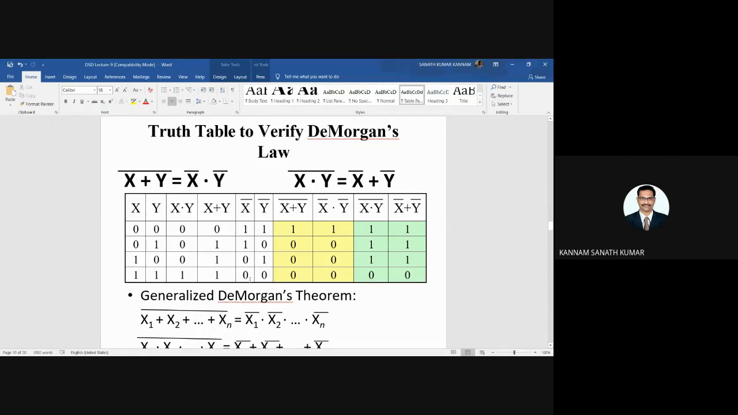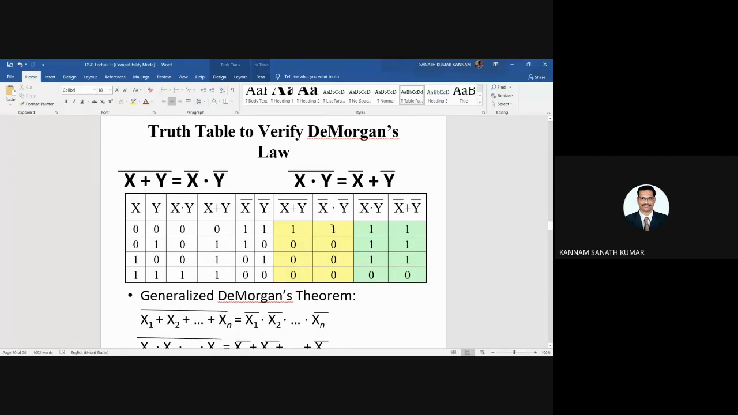And x bar is nothing but simply the complement of x. So where 0 is there, you get 1, and so on: 1 1 0 0. Y bar is also simply the complement, so zeros are converted into ones, and ones are converted into zeros: 1 0 1 0. Now x plus y whole bar is the complement of x plus y. So 0 1 1 1 becomes 1 0 0 0.